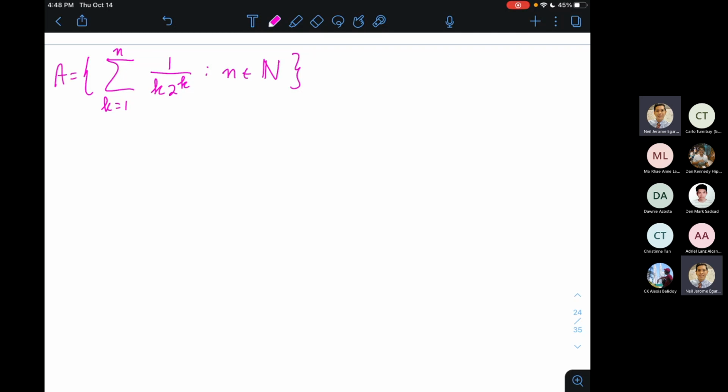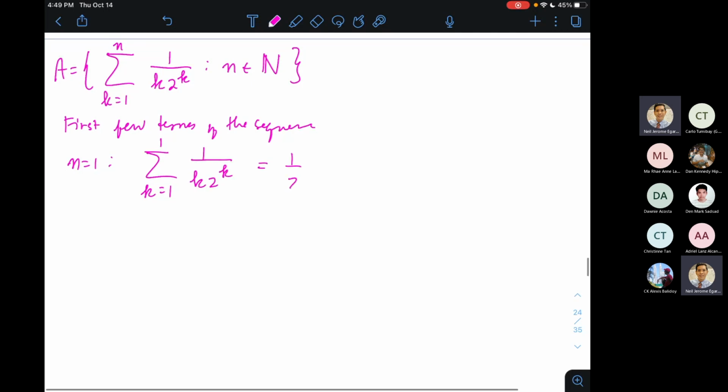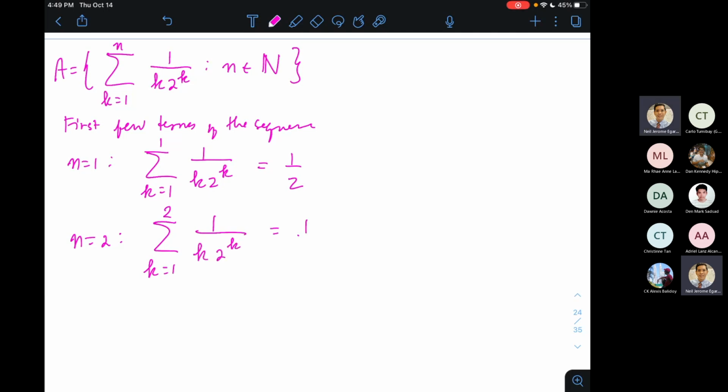So if you want to list the first few terms of the sequence, magpa-plug in ka lang. So first few terms of the sequence are when n is equal to 1. So meron lang tayong sum from k equals 1 to 1 ng 1 over k 2 to the power k. So equal lang to sa 1/2. Okay? When n is equal to 2, sum lang siya ng k equals 1 until 2 ng 1 over k 2 to the k. Ito yung nangyayari kapag si k ay 1 ng 1/2.